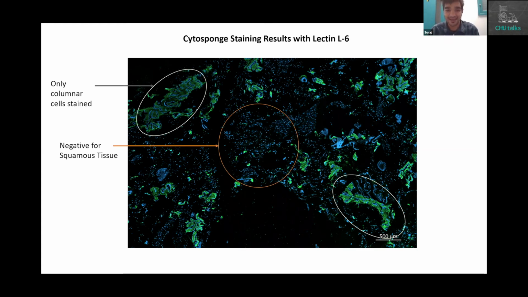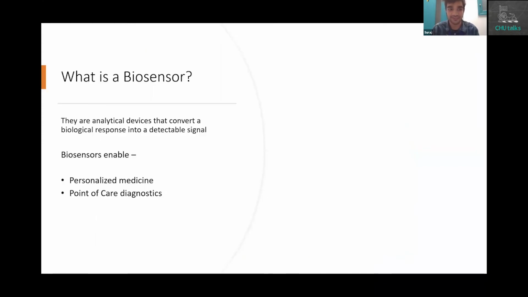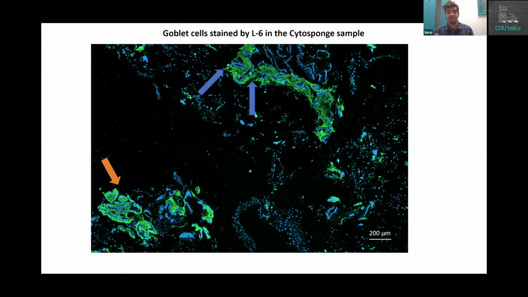So it's not going to be as clean, but then again, you can see that it is negative for normal squamous tissue. So it is not binding any of the normal, and it is only staining columnar tissue, which is the gastric tissue. And we can also see some of these goblet cells being picked up again. So that's the same as what we found in biopsies, being replicated in the Cytosponge samples. That goes to show that we could use these lectin markers to query sugar-based biomarkers from the Cytosponge to detect Barrett's esophagus, which is the earliest stage of esophageal adenocarcinoma.